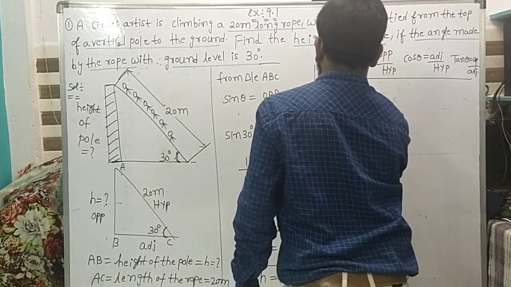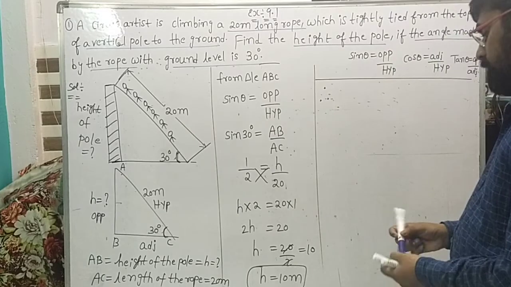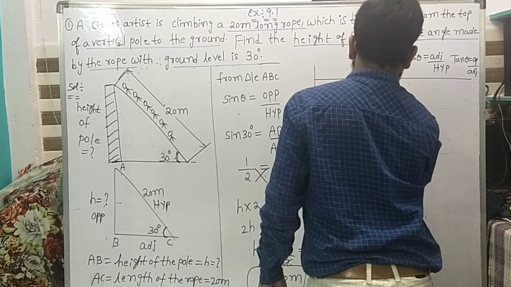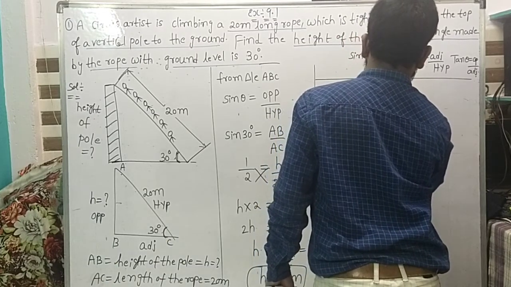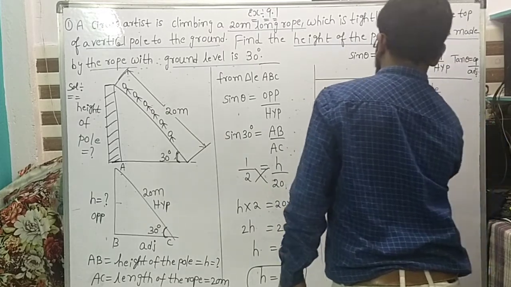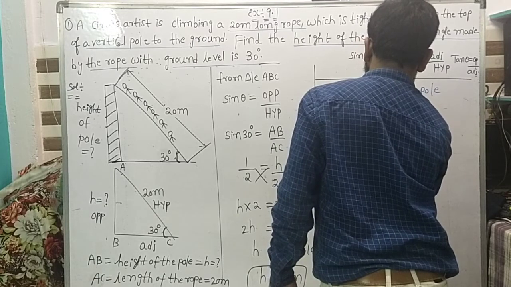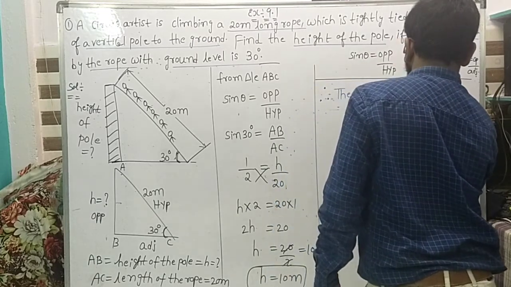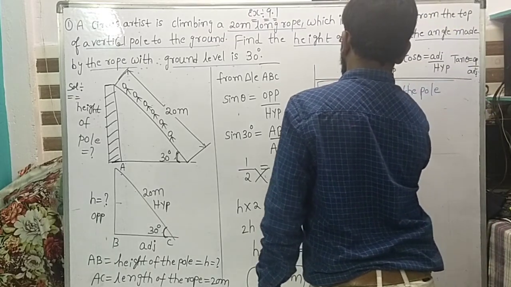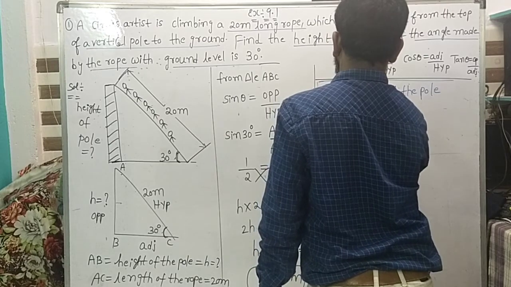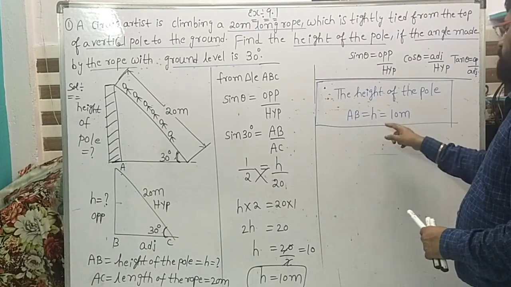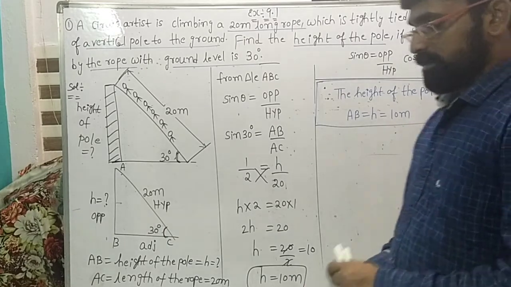Therefore, the height of the pole AB equals h, that equals 10 meters.